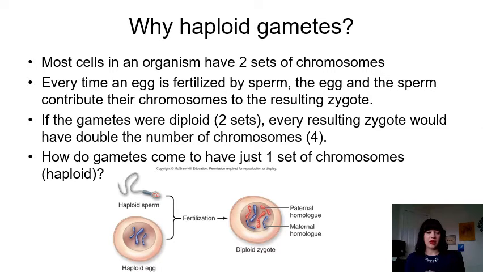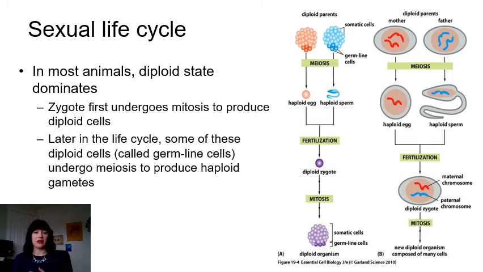So how does this actually happen? How do these sperm cells come to have only one set of chromosomes? And that is what we're going to talk about with meiosis. Right? So meiosis, again, is the generation of these haploid gamete cells.